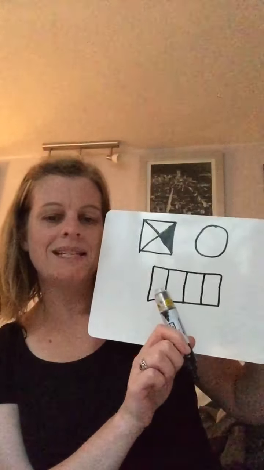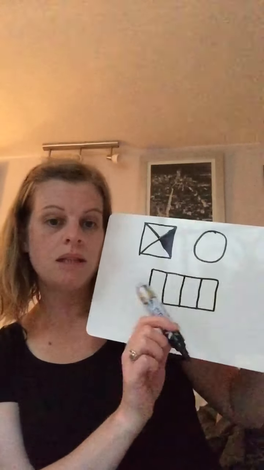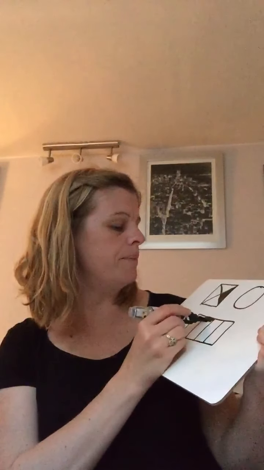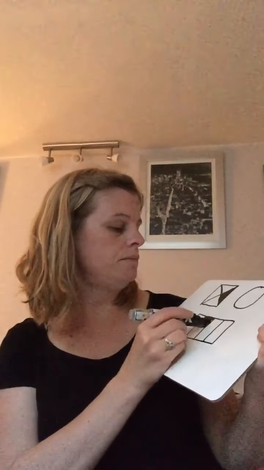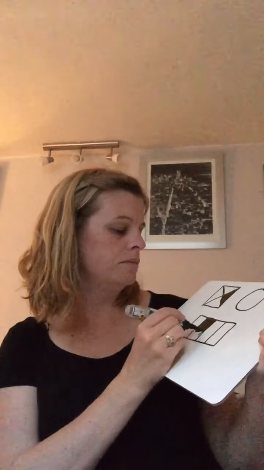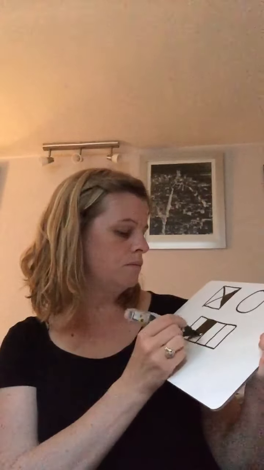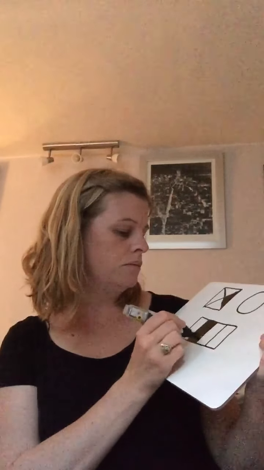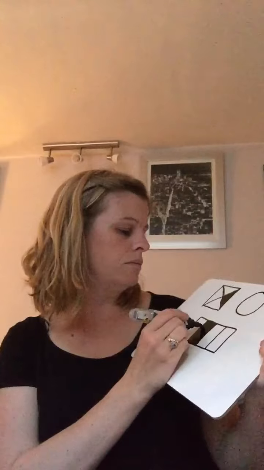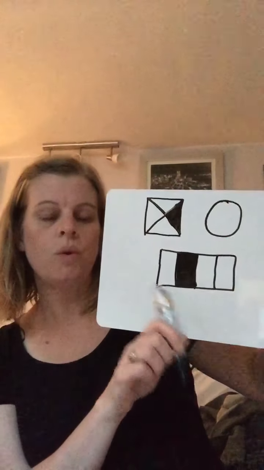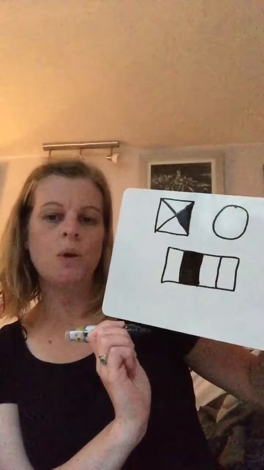Let's have a look. I'm going to have a go at doing the rectangle along the bottom. There we go. I've split my rectangle into 1, 2, 3, 4 parts, and they're all equal. So I'm going to colour in 1 quarter of them. One quarter. 1 of 4 equal parts.